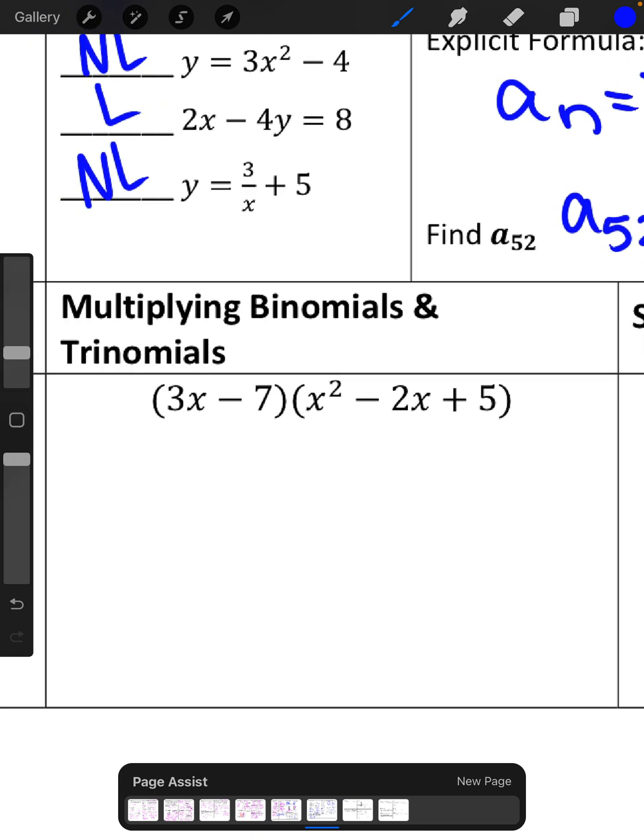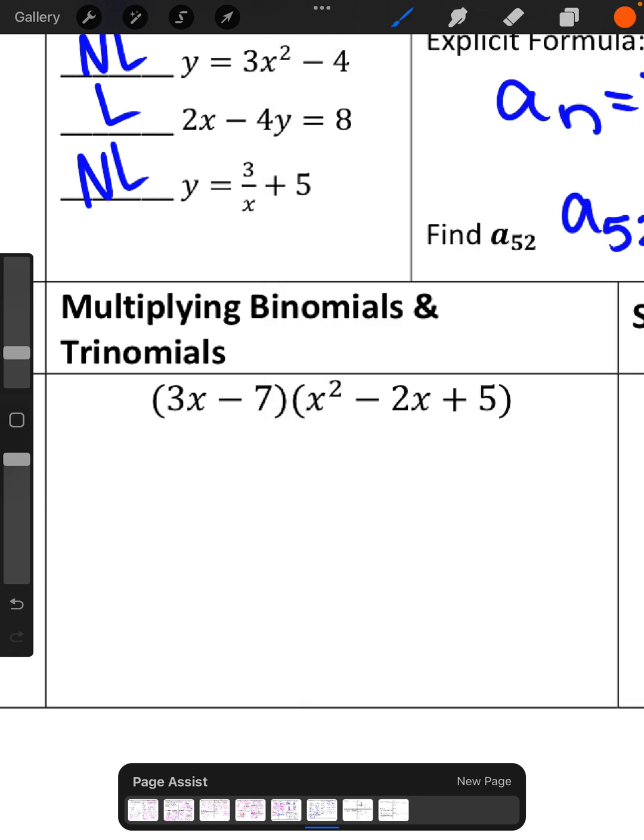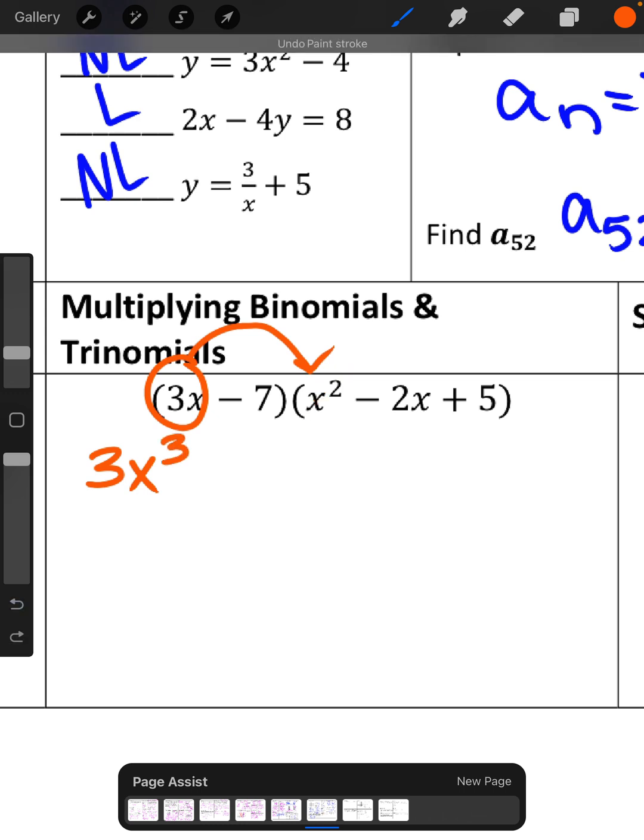it's pretty similar to FOILing. Instead of first, outer, inner, last, everything that's in your first set of parentheses has to be multiplied by your second set of parentheses. So I'm going to start with a different color. I'm going to go with maybe this orangey color right here and do the 3x that's right here times everything in the second set of parentheses. So 3x times x squared. They don't have a coefficient, so I'm just going to bring the 3 down. X times x squared is x cubed.